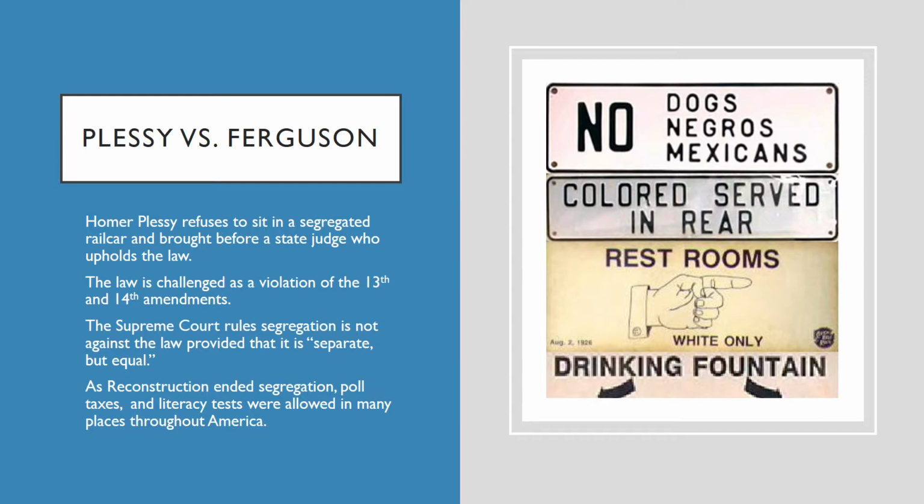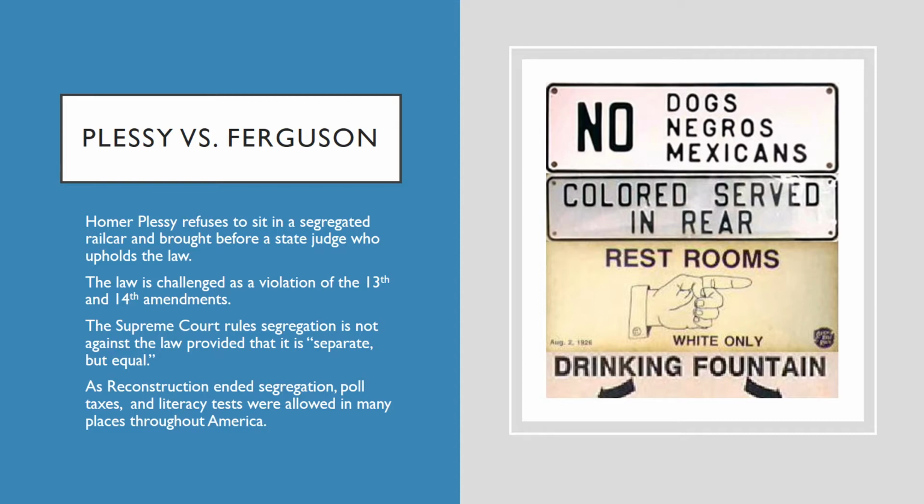Now, we know that they're not equal. That by separating schools and water fountains and restrooms and rail cars and seating on buses, it was inherently unequal. That the black schools were not as well funded as white schools. That the black restrooms were not kept up as good as white restrooms. That the black water fountains were not as good as the white water fountains. And on and on and on. We could talk about all of these things and how it was not equal. But the Supreme Court ruled that it was fine as long as it's separate but equal.